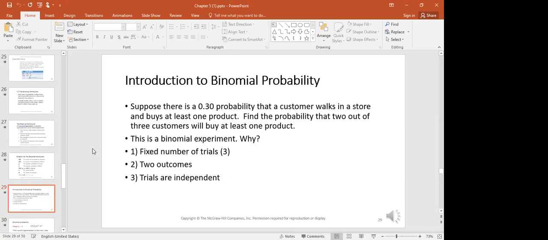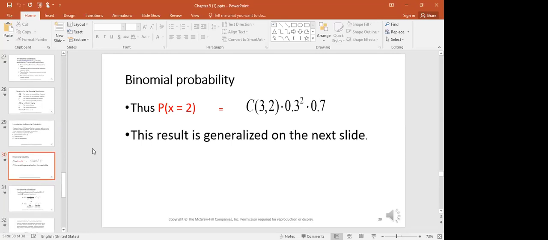Each of those trials has exactly 2 outcomes. Either the customer buys at least one product or the customer does not buy a product. The trials are independent because the 3 customers entered the shop independently. So what is the probability that X equals 2? We can use the probability distribution formula that we will explain later to find this probability.